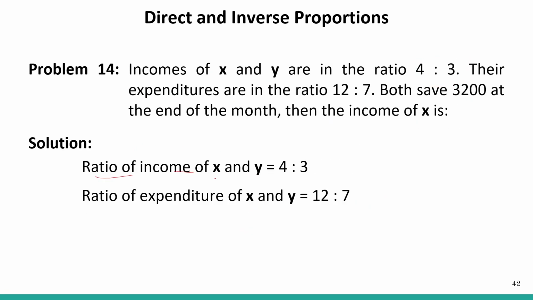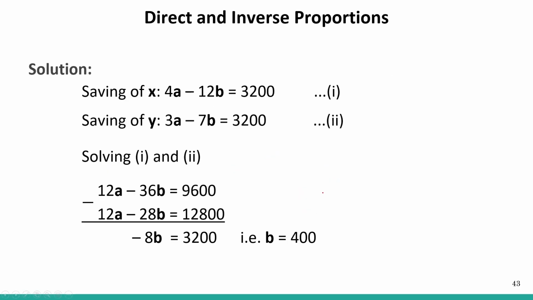The ratio of income of x and y is equal to 4 is to 3, and the ratio of expenditure of x and y is equal to 12 is to 7, right? So the savings of x is equal to 4a minus 12b, which is equal to 3200, and 3a minus 7b is equal to 3200, that is the savings of y. So solving I and II.